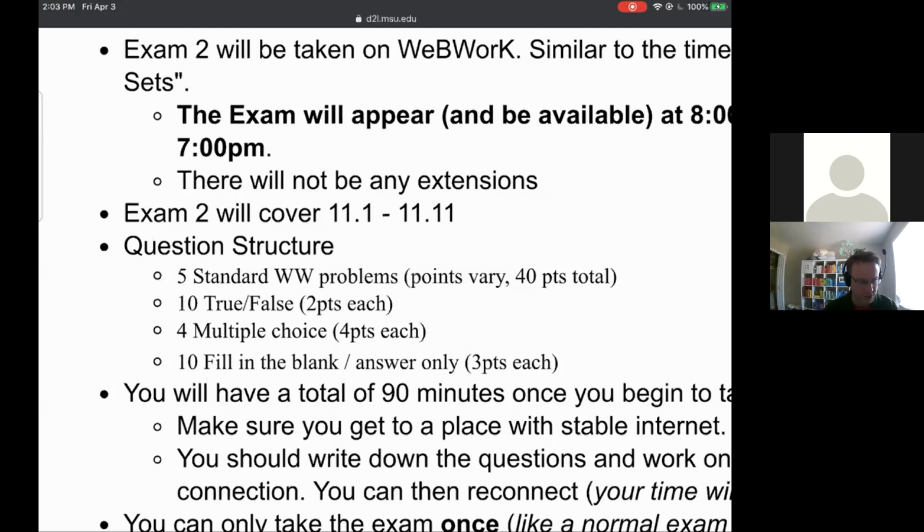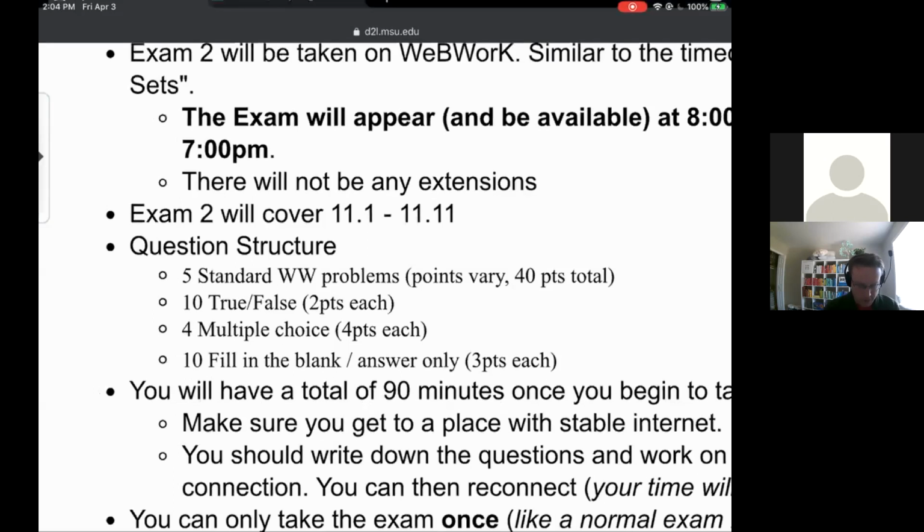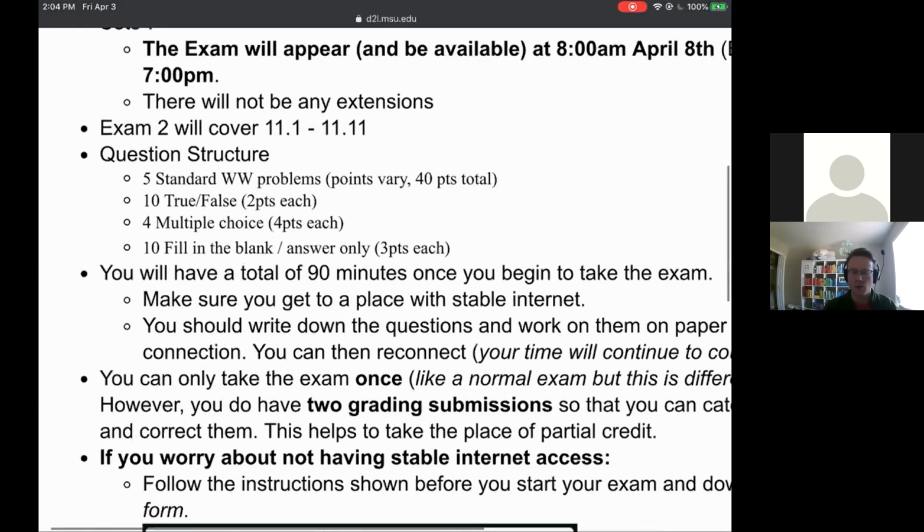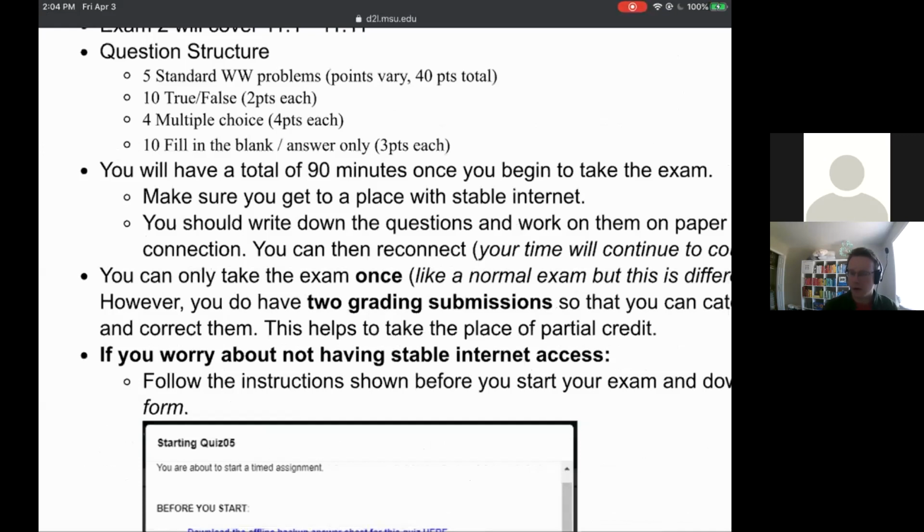There are some true and false questions, some multiple choice, and some that only want the answers. You can call those fill in the blank or answer only. That's the distribution as far as the exam goes. We've taken it, and we were happy with the time, so 90 minutes should be enough to do these questions. Similar to the quiz, you get to take it once. You get 2 grading submissions. So if you have some mistake and you can go and find it, you can get it correct the second time. It's the highest of the 2 grading submissions that gets recorded.